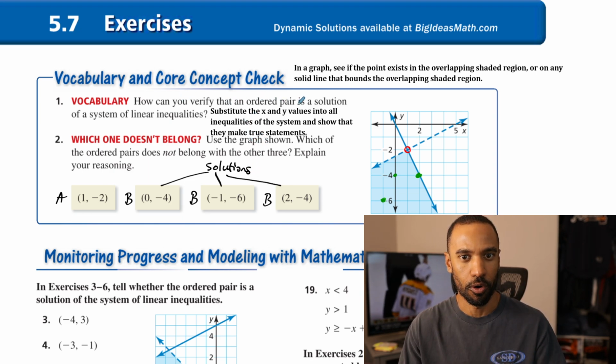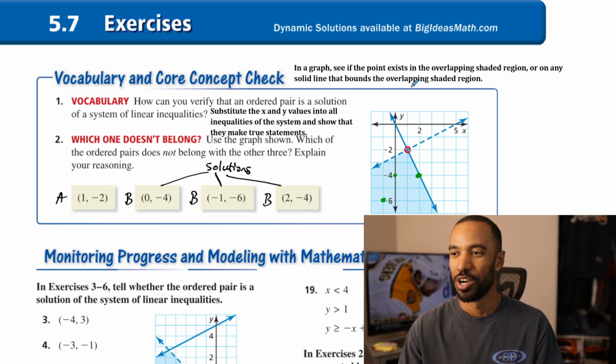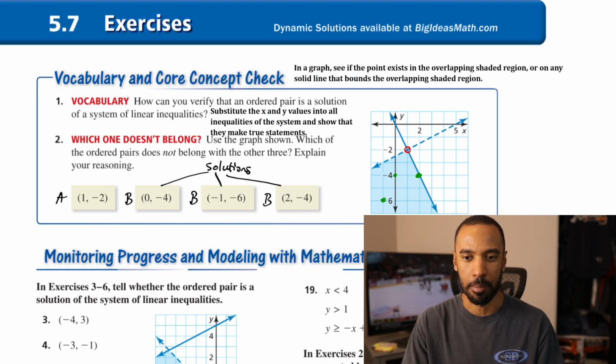It says, how can you verify an ordered pair as a solution? It's not just plugging numbers in. It's also checking on graphs, which you have an option to do. So it's a good thing I mentioned both.